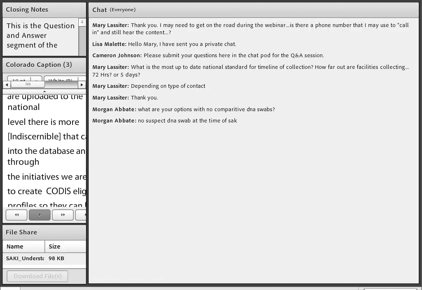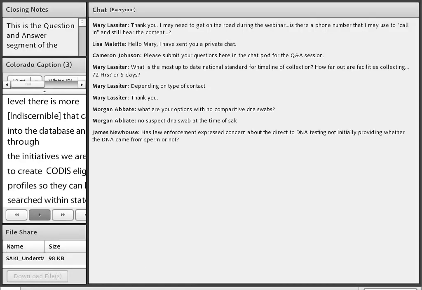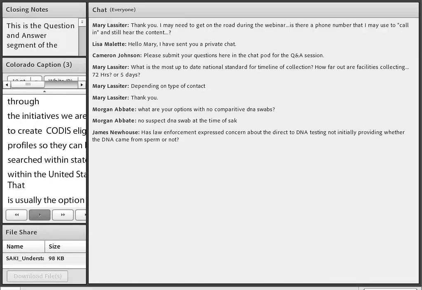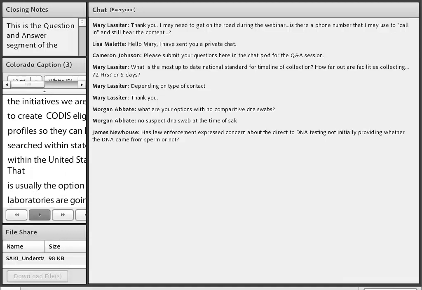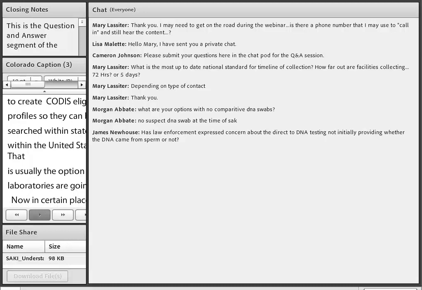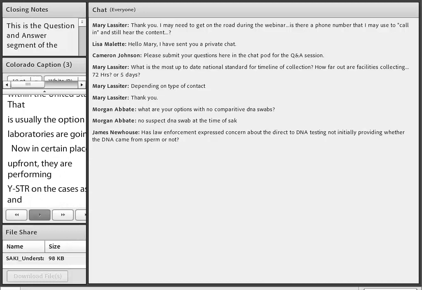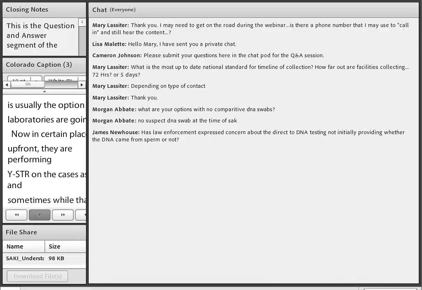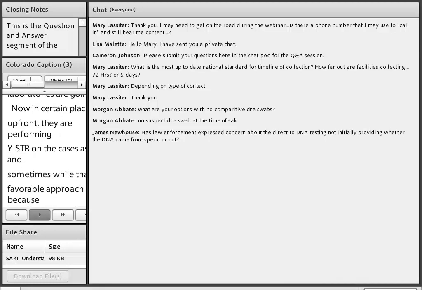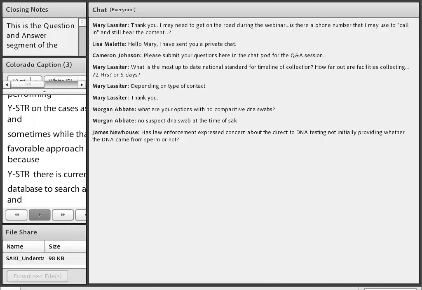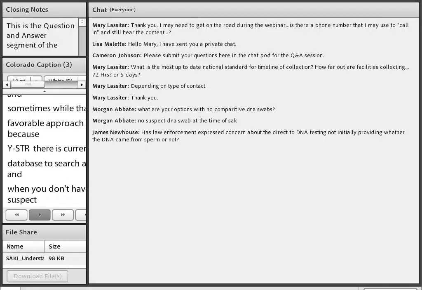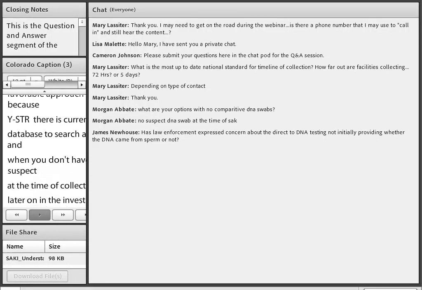So that is usually the option that laboratories are going for. Now, in certain places up front, they're performing YSTR testing on some of these cases as well. Sometimes that isn't a favorable approach because with YSTRs currently, there's no database to search against. So when you don't have a suspect at the time that the SAC is collected or even later on in the investigation, then there's nothing to compare that YSTR profile to. But if you get a lead later on, then you have that data already available.